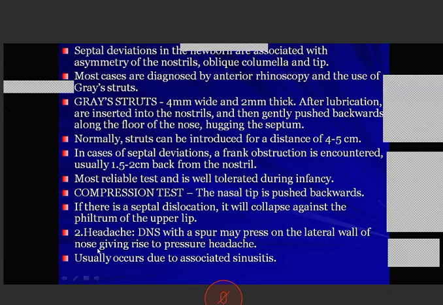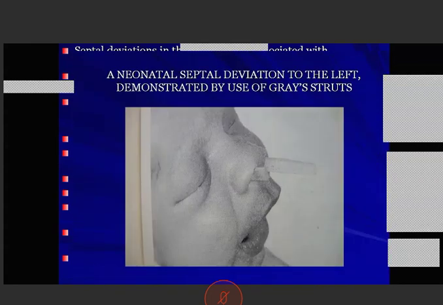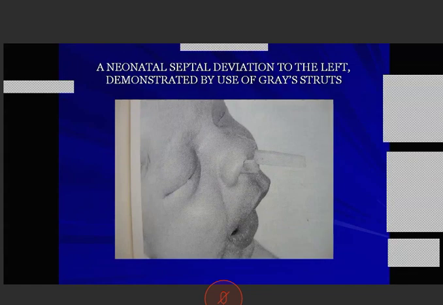Then next, this is all the obstruction we have been talking about till now. Now headache. So DNS with a spur may press on the lateral wall of the nose, giving rise to a pressure headache or a vacuum headache. This usually occurs due to associated sinusitis. You can see in this picture how the Gray's struts are being introduced.